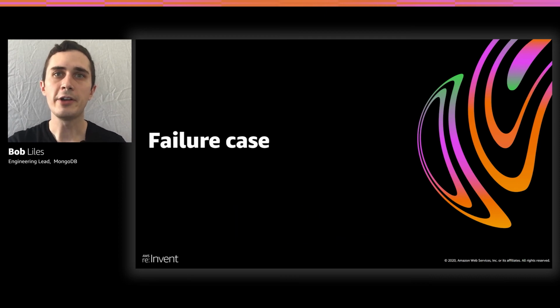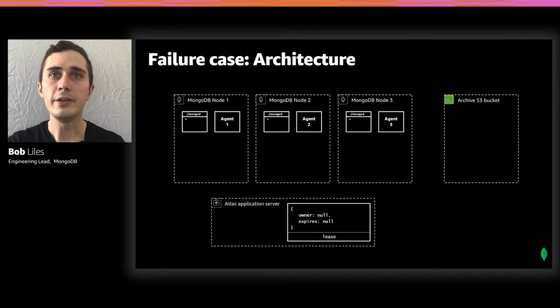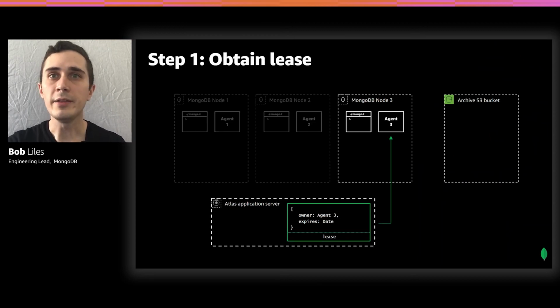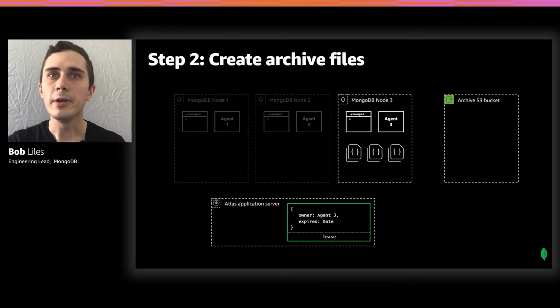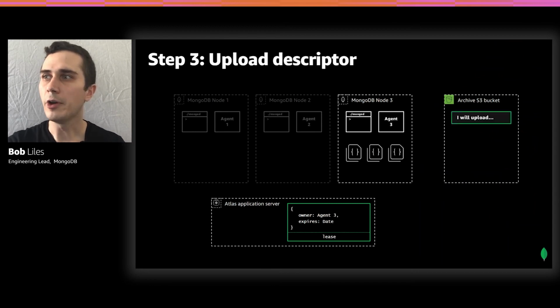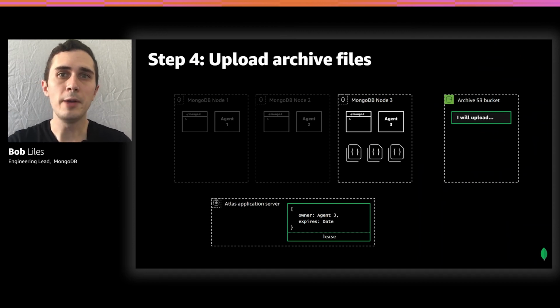Let's imagine that the archive process begins as usual. First, an agent obtains the lease to run the archive operation. It generates the archive files for upload, and then uploads the descriptor listing the names of the files that are to be transferred. The upload process begins. However, in the middle of the upload process, there's a hardware failure on the VM where the agent is running the archive operation. Only two of the generated files were uploaded.